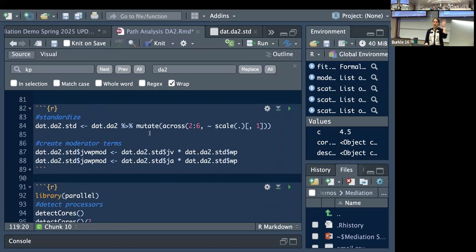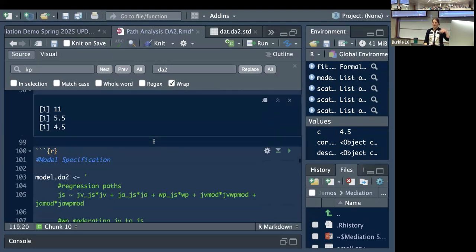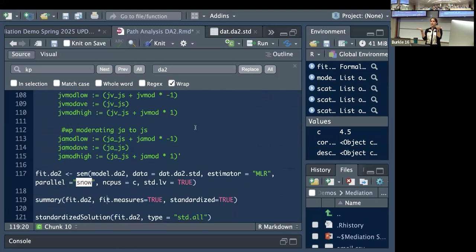So we standardized. Prior to specification, we also standardized and created moderator terms. Then what did we do? We specified model 1. We're going to explain what that is. And then what did we do after we specified it? What did we do in line 117? What comes after specify? Estimate. Good, right? So we specified a model, we fit it to the data, and estimated model parameters.